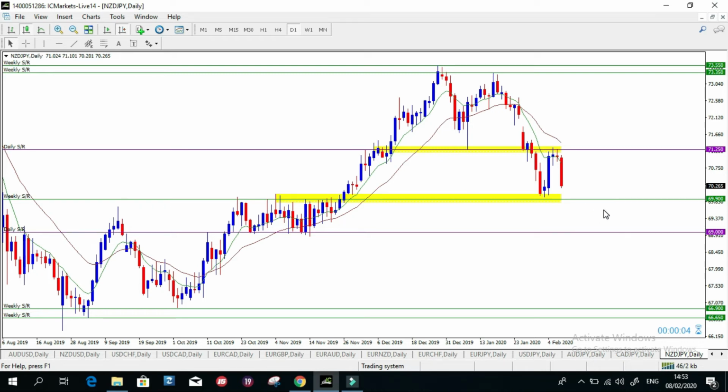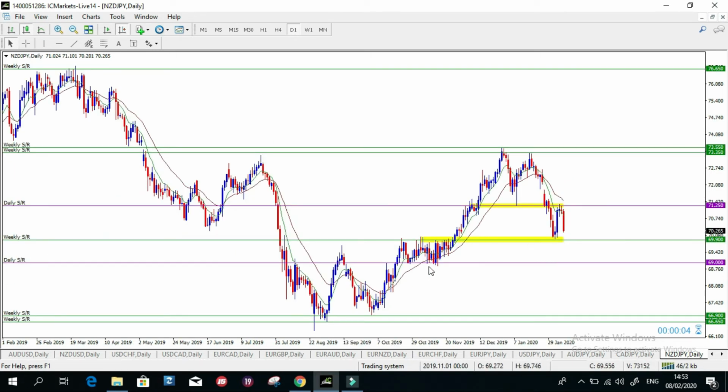In that case, our next support level will be at 69.00. We can see that this level acted as support with those lows over here.